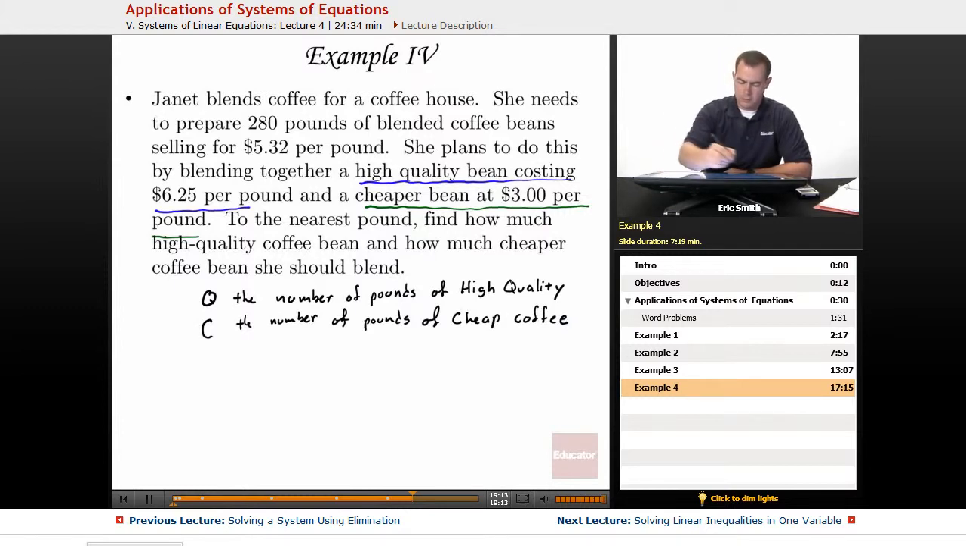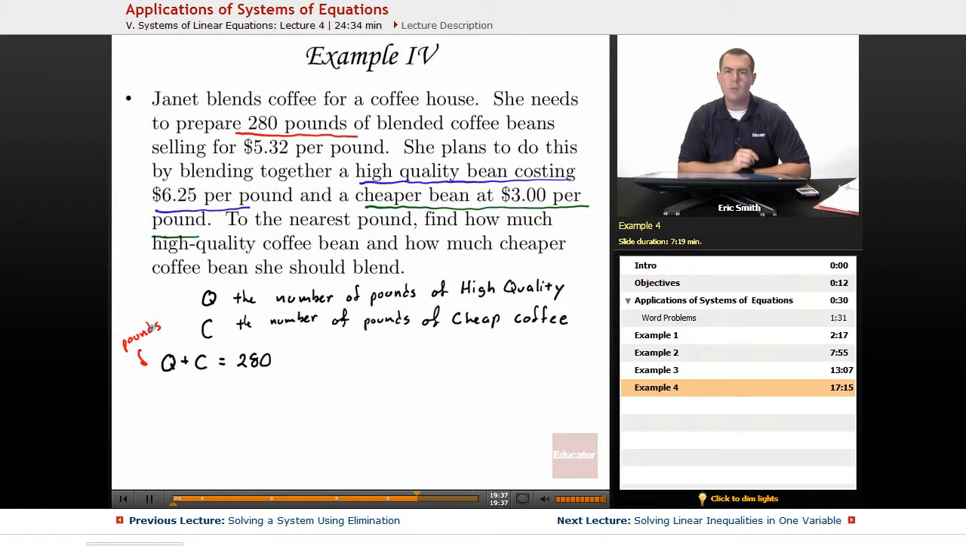And one of the first bits of information that will really help out with that is we know that we have a total of 280 pounds. So the number of pounds for my high quality coffee plus the number of pounds for my cheaper coffee better equal 280 pounds. So this entire equation just deals with pounds.